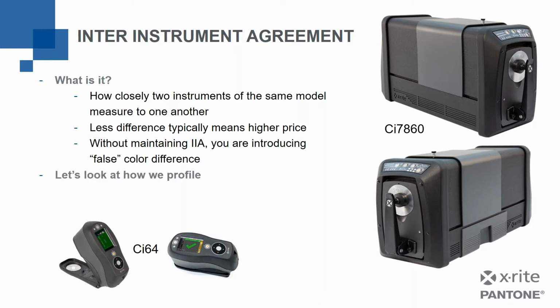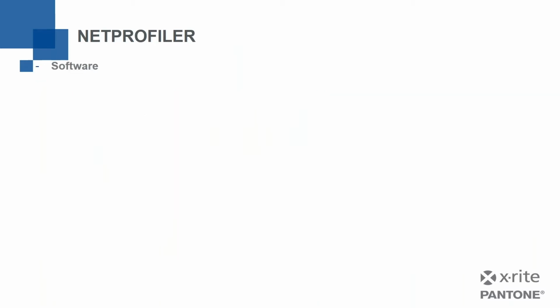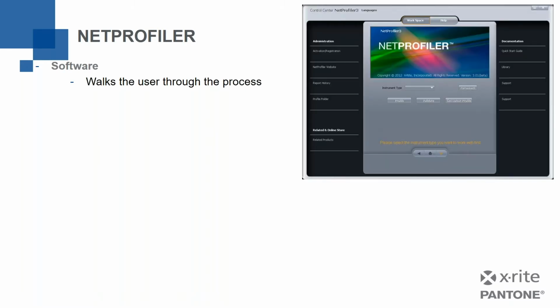So let's talk about how we profile, what profiling actually does. Profiling with X-Rite is something called NETPROFILER, which is a piece of software that walks a user through the process. So I got a couple of screen grabs here to kind of show you that. This is what NETPROFILER software looks like. It is the easiest thing in the world to use because it literally pops up screens and little videos that walk you through what you're supposed to do.